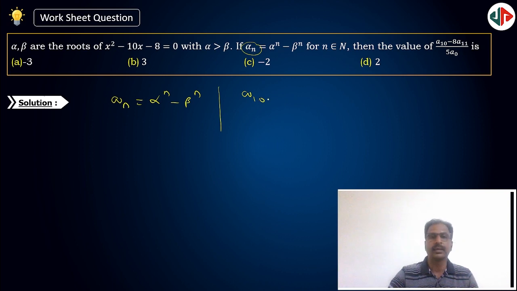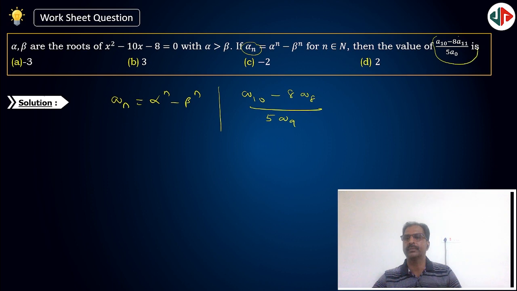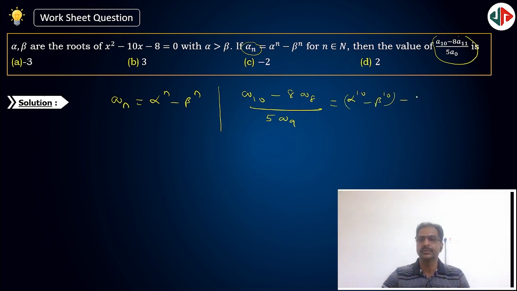a10 minus 8a8 by 5a9. This is wrong. a10 minus 8 into a8 by 5 into a9 is the value required for us. What is a10? Alpha power 10 minus beta power 10. a8 is alpha power 8 minus beta power 8, by a9, alpha power 9 minus beta power 9.